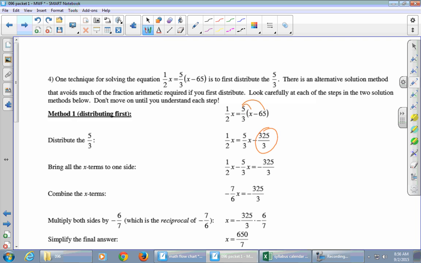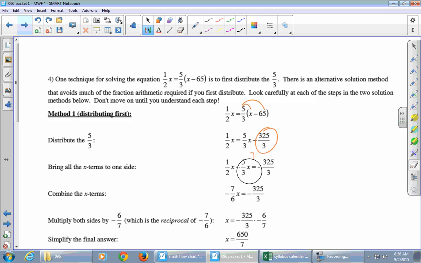This guy right here might not look so familiar. It's a little bit of work, right, to hit that 5/3 into the 65. But anyway, you can trust me, you get this 325/3. And then we notice that there are x's on both sides. So how do we handle that? Let's get them all on one side. How about we move the 5/3 x to the left by subtracting 5/3 x from both sides? So that's what we've done in this next step right here. Subtract 5/3 x from both sides. It disappears on the right, moves over to the left.